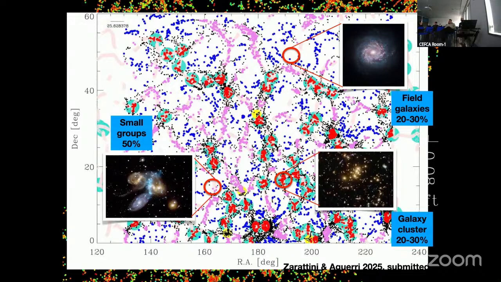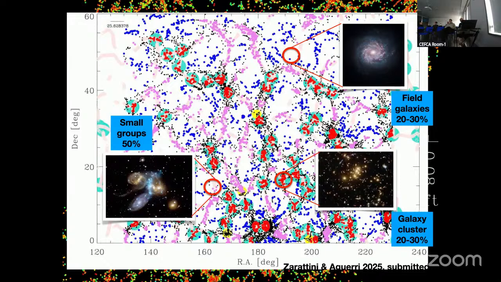Here we can see, as an example, galaxies living in voids, in the field. These are basically 20–30% of the galaxies in the universe. Then we have galaxies in small groups, going down through the filaments to the galaxy clusters. In groups we have about 50% of the galaxies, and then we have the big monster, the galaxy cluster, where thousands of galaxies are interacting with each other and evolving at the same time. About 20–30% of the galaxy population is located in these galaxy clusters.